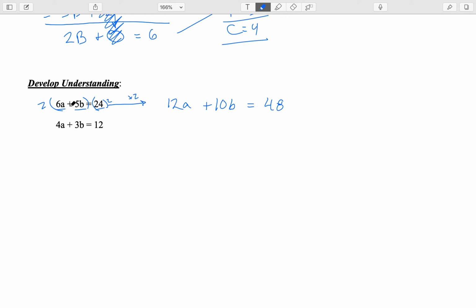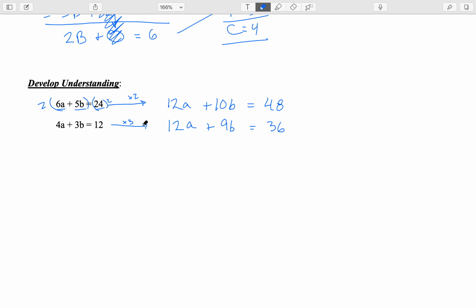I've got a similar equation. It just looks bigger, right? This one, I'm not going to multiply by 2. I'm going to multiply this one by 3. Why? Look, I'm going to get 12a's plus 9b's is equal to 36.